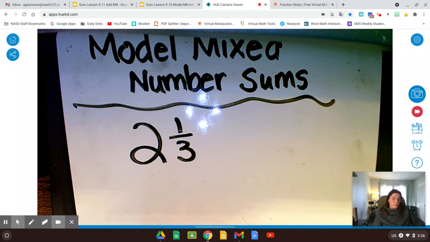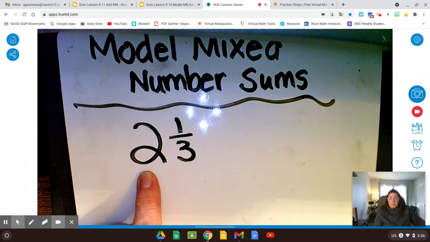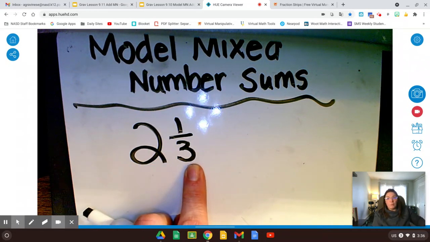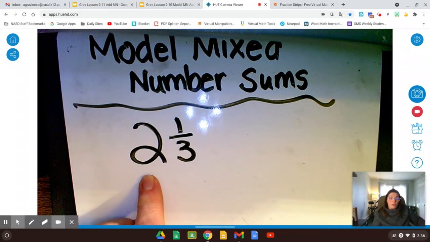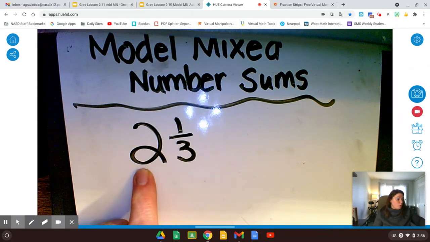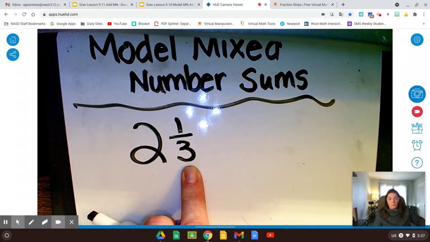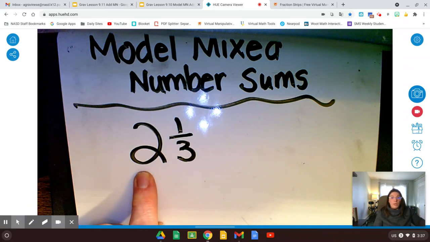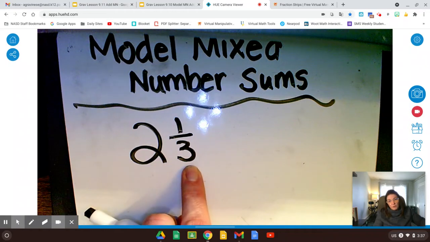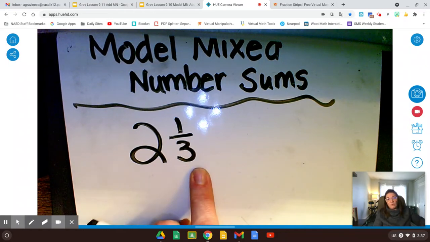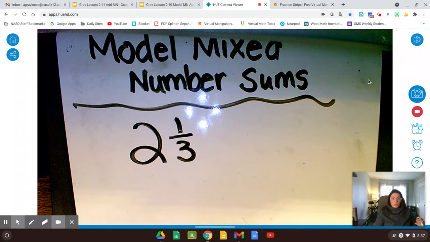So you could think of this as time, like the number of hours. You watched a movie that was 2 hours and then another third of an hour, which is 20 minutes. You could think about this as measurement: 2 whole feet and a third of another foot. Or you can think of this like your age. A young child might be 2 years and a third, meaning 2 full years old and then a third of another year. That's what mixed numbers mean.